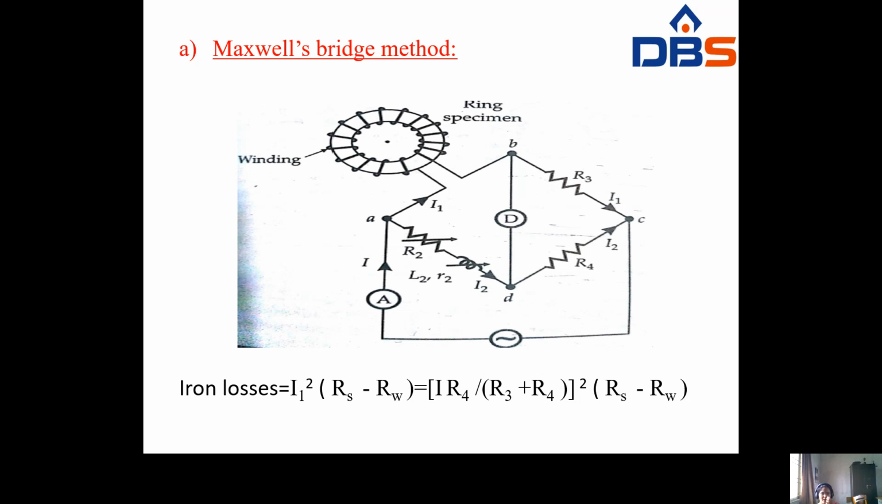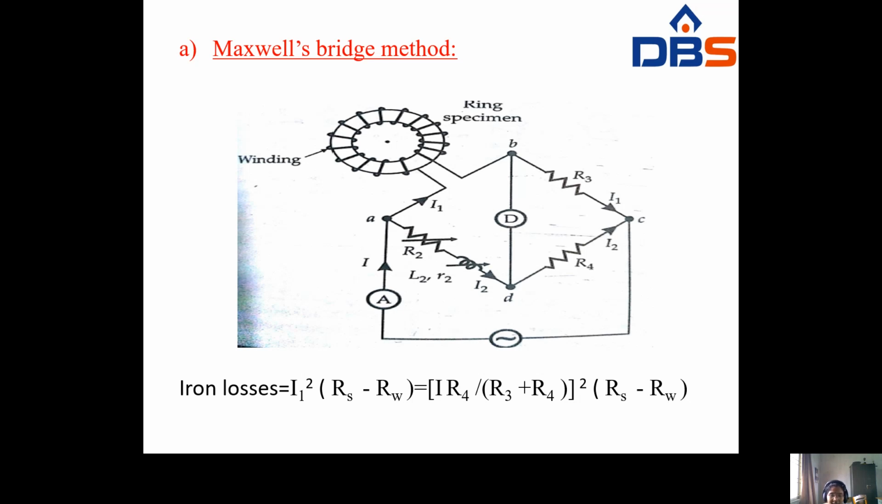Iron losses equal I1 square RS minus RW, where RS is the ring specimen resistance and RW is the winding resistance. That is equal to I1 R4 by R3 plus R4, squared. You have to represent the losses in terms of I square R. The I1 value you have to find using the bridge balance equation.